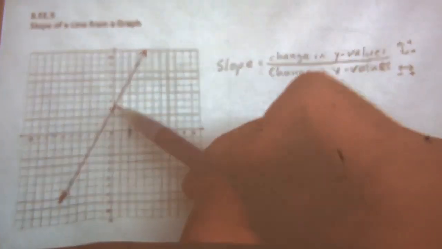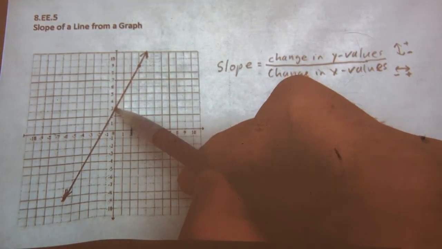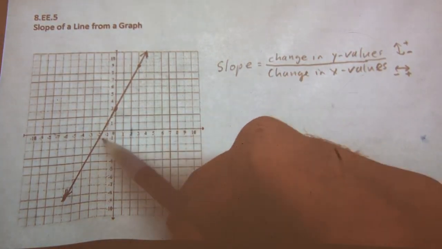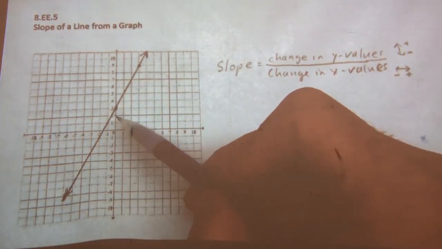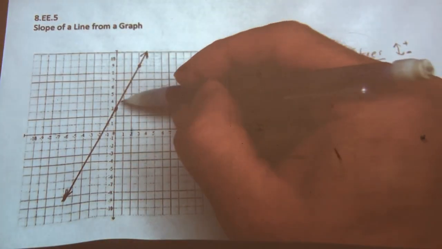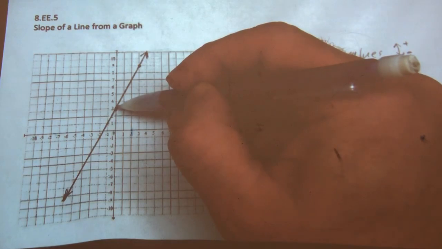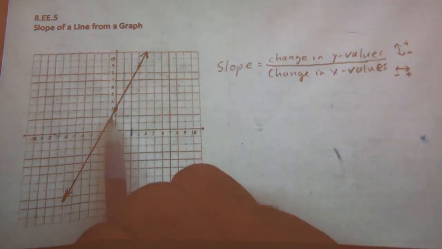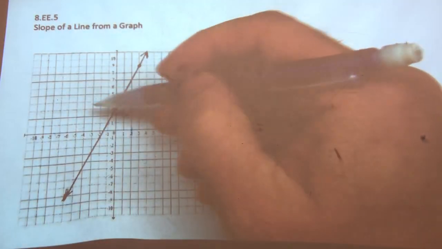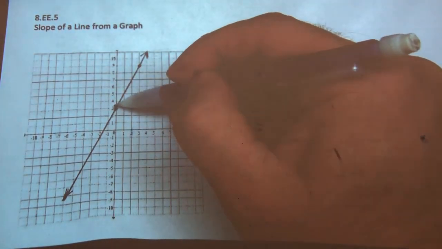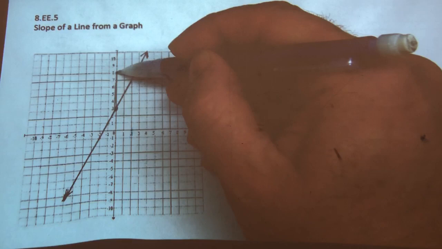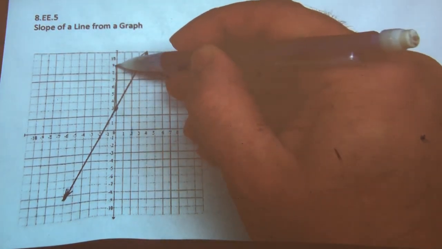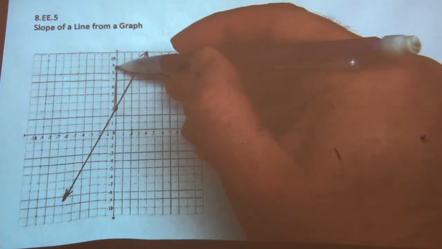So let's do that. We can choose any 2 points that fall on our line. I've already chosen 2 points here, but understand you can measure slope with any 2 points on your line. In this case, always start with your left point, move to your right point. So start on the left, move to the right. And I'm going to draw sort of a triangle here, and just go up until I'm across from this other point.